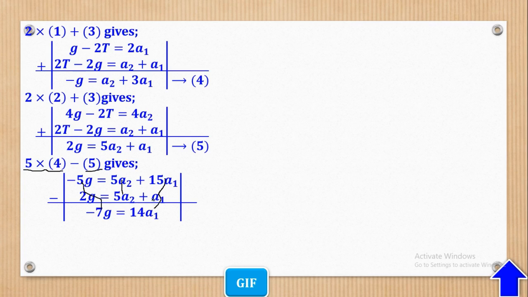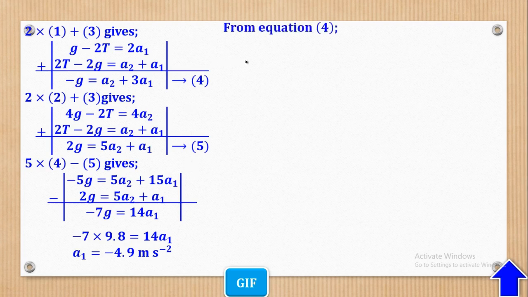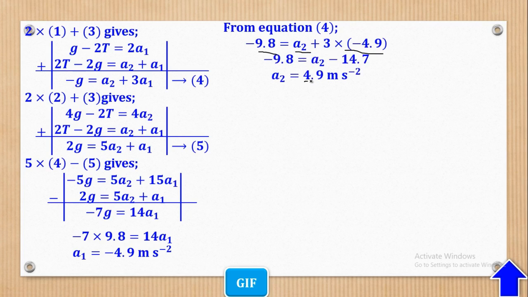So I now have a1 as the only unknown. When I make a1 the subject, a1 will be negative 4.9 meters per second squared. Now negative means that it is moving in the direction opposite to the one we had given it. We shall see it at the end. So from equation 4 we shall substitute for a1 and for g to remain with a2 as the only unknown. Therefore, when I simplify, a2 will be positive 4.9 meters per second squared.